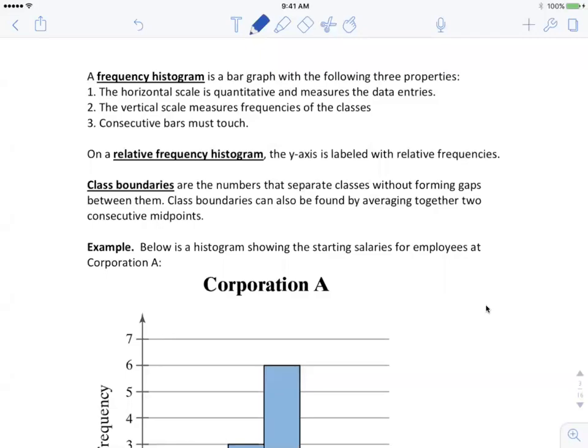Hey everyone, I just want to continue with the chapter 2 notes. This is page 3, talking about frequency histograms. So we're going to convert that distribution table that we just created into a graph.